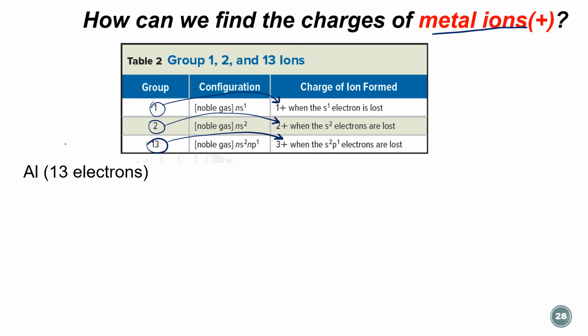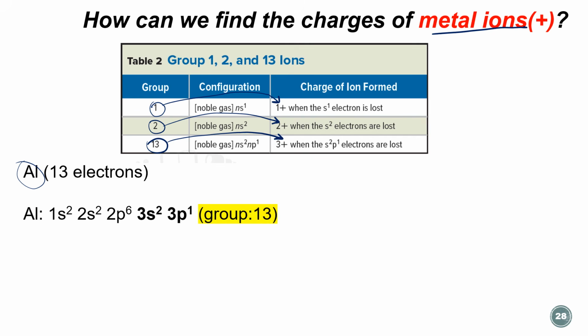So, let's imagine that Al has 13 electrons. What's the electron notation for Al? Can you write it? Stop the video and write it. So, it is this one. How many valence electrons does it have? 3 valence electrons. Here, 1 valence electron, 2 valence electrons, 3 valence electrons. So because it has 3 valence electrons, it's a metal, معدن. And it's in group 13. So it's going to lose 3 electrons to become happy and become an ion.